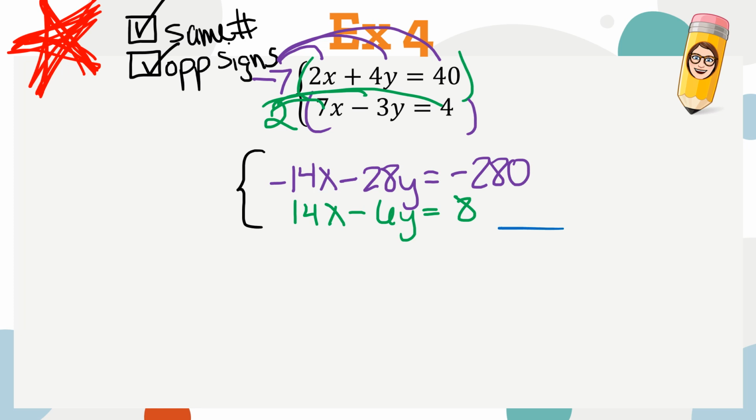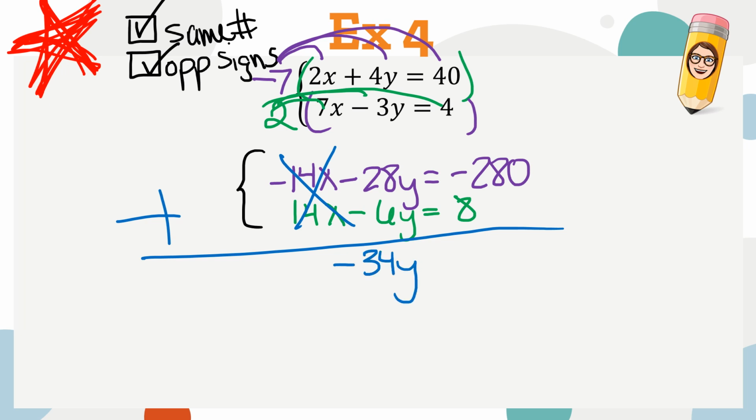Let's do some old school addition. Negative 14x plus 14x cancels. Perfect. Negative 28y and negative 6y is negative 34y. Negative 280 plus 8 is negative 272. Big numbers, but let's just keep walking through this. We've got an equation to solve.